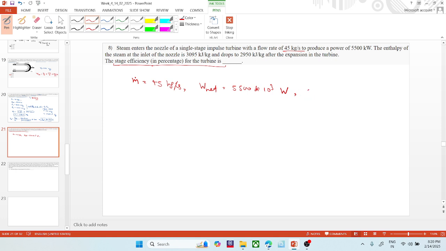Then enthalpy at inlet H1 is 3095 kilojoule per kg. Enthalpy at exit H2 is 2950 kilojoule per kg. Okay. So the expression for the stage efficiency we have seen, it would be the W net divided by the enthalpy drop in the stage, H1 minus H2. So this value will come out to be 5500. I will keep the values in kilowatt only.